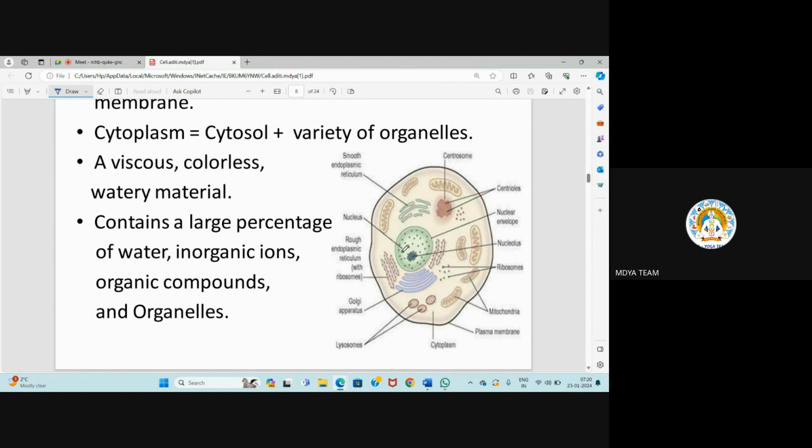And generally, prokaryotics are unicellular and eukaryotics are multicellular. But it's not that prokaryotic means unicellular. It's not like that. Generally it happens that prokaryotics are unicellular and eukaryotics are multicellular, but it's not a fixed rule. Okay? I hope you got the concept right now.